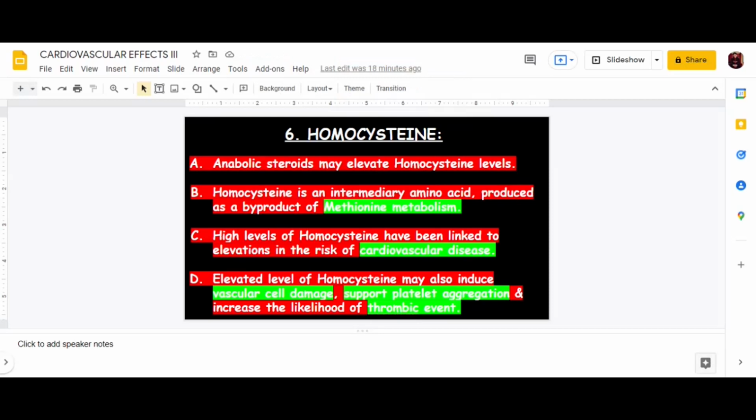The sixth side effect which we are going to talk about is homocysteine. There is a possibility that anabolic steroids will elevate the level of homocysteine. But what is homocysteine? Basically, homocysteine is an intermediary amino acid produced as a byproduct of methionine metabolism. And what is methionine metabolism? If you want to know more about this, you can search it on the internet. Elevated levels of homocysteine may also induce vascular cell damage. It supports platelet aggregation, and it also increases the likelihood of thrombotic events.